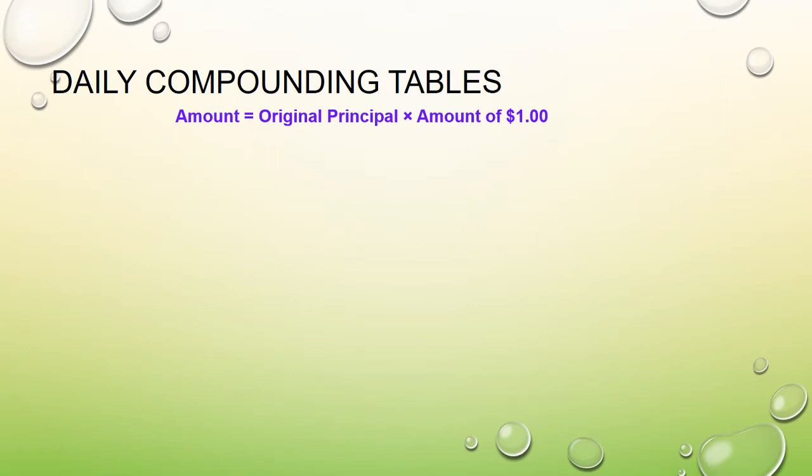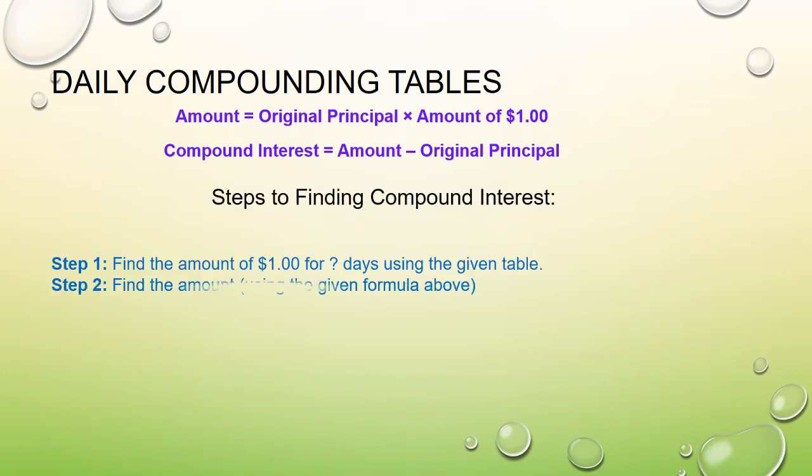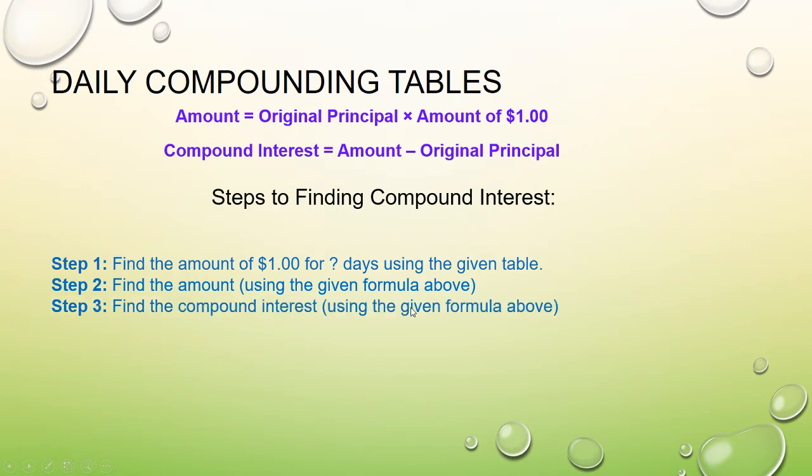To find the amount, you basically just take the original principal and multiply that by the amount of $1, and that amount of $1 will be shown on the table. Compound interest is simply taking the amount and subtracting the original principal from that. So here are the steps to find the compound interest. First, find the amount of $1 for a given number of days using the table. Second, find the amount using the formula above. Then you can use another formula above to find the compound interest.